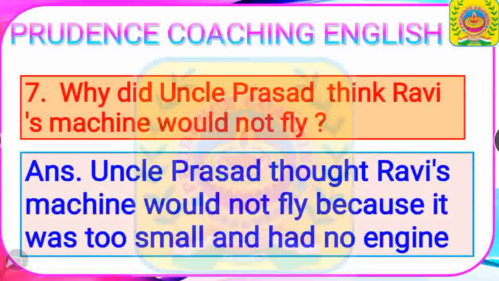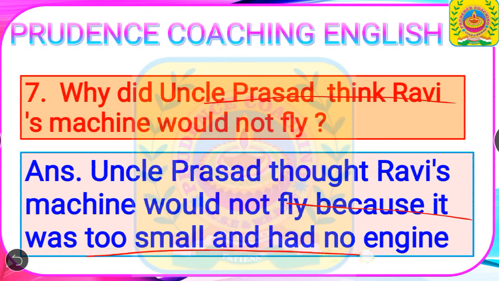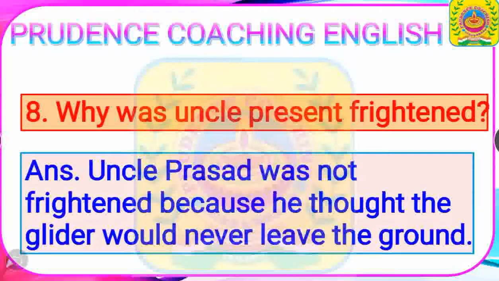Now the next question. Why did Uncle Prasad think Ravi's machine would not fly? Answer. Uncle Prasad thought Ravi's machine would not fly because it was too small and had no engine. Next question. Why was Uncle Prasad frightened? Answer. Uncle Prasad was not frightened because he thought the glider would never leave the ground.